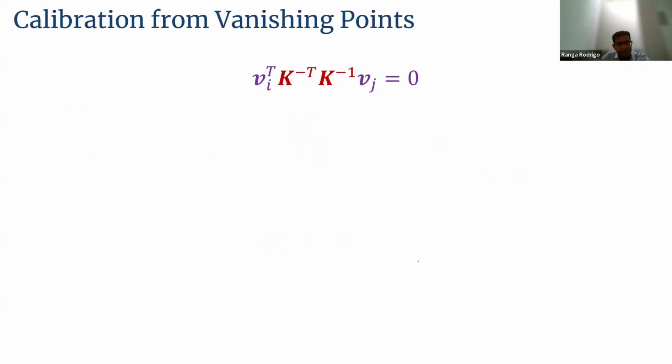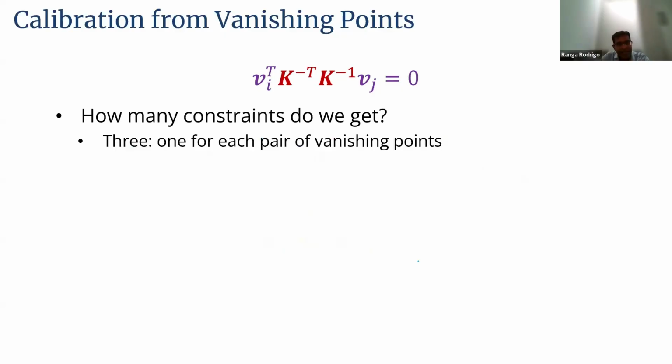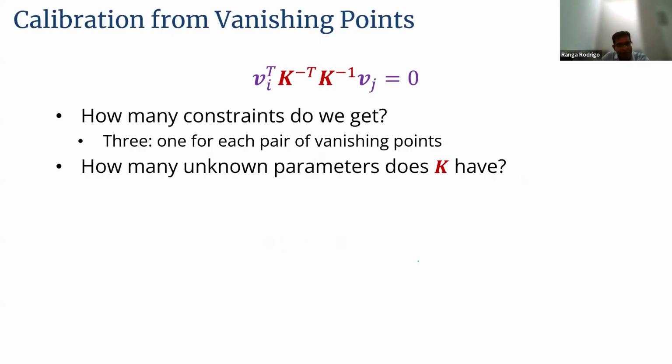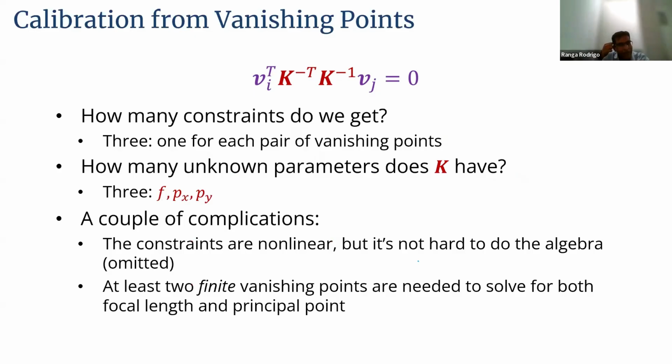So how many constraints do we get? 3, 1 for each pair of vanishing points. Then how many unknown parameters does K have? F, Px, and Py. So therefore we can obtain that.